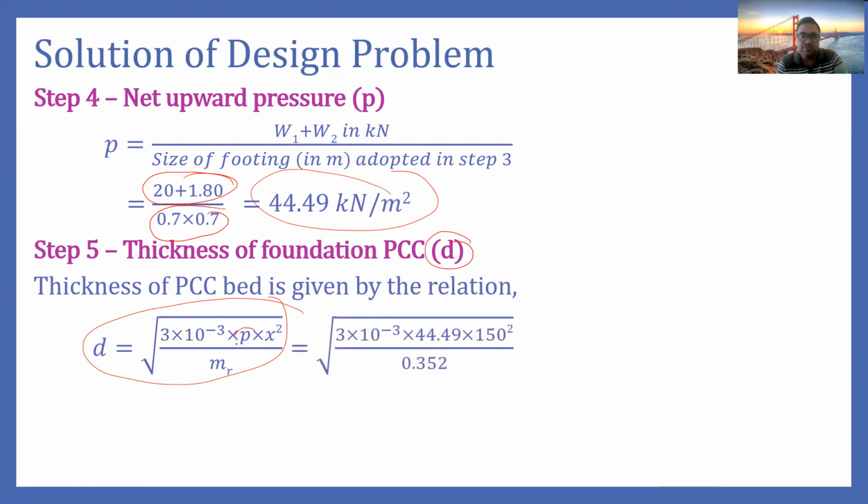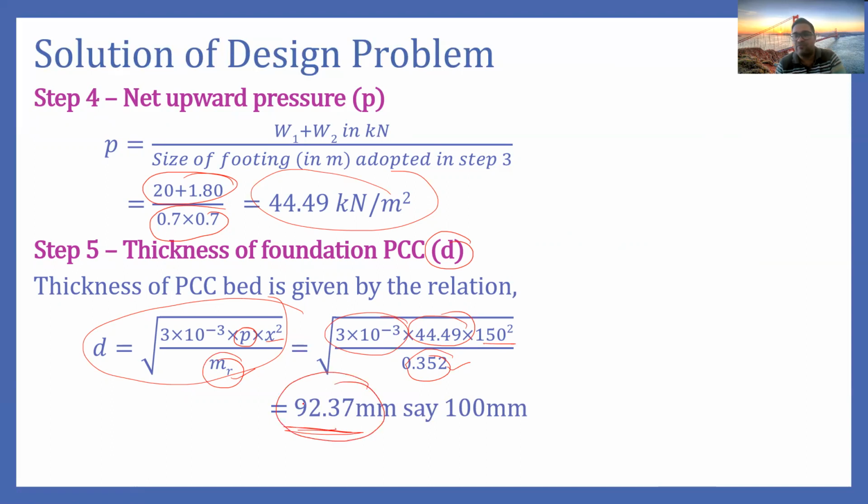As I said, P will be written in kilonewton per meter square, X will be in mm, Mr will be in Newton per mm square, and the value of Mr for the given PCC grade is 0.352. I have directly put this value from the table. So this is in mm, this is in Newton per mm square, and this is in kilonewton per meter square, because the unit conversion is already considered. Calculating this, we get the depth as 92.37 mm. So that is the minimum thickness we should provide for PCC.